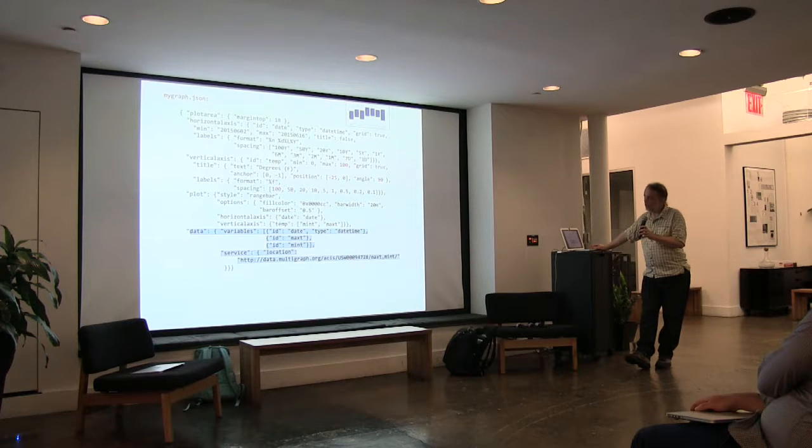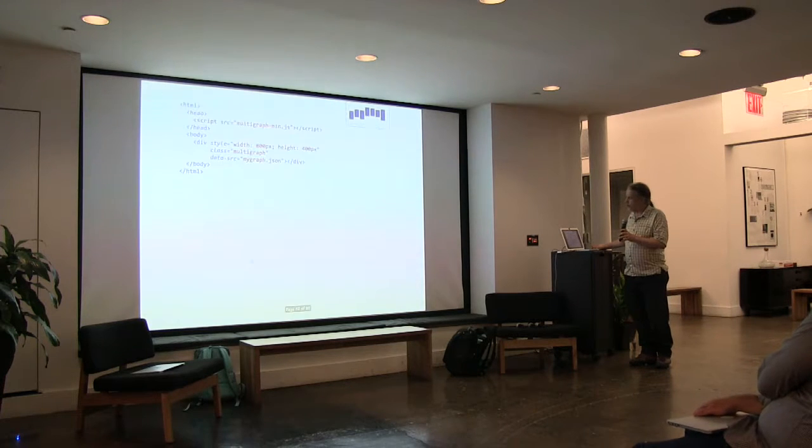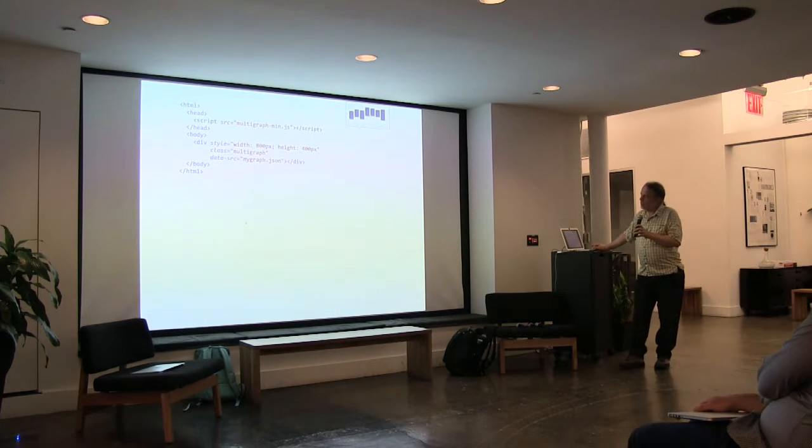And so by making one of these JSON files and feeding it to multigraph, you make a graph. You could easily make another graph with different data by just pointing this to a different data source. So that's the way that it's possible to make these graphs without doing any programming.